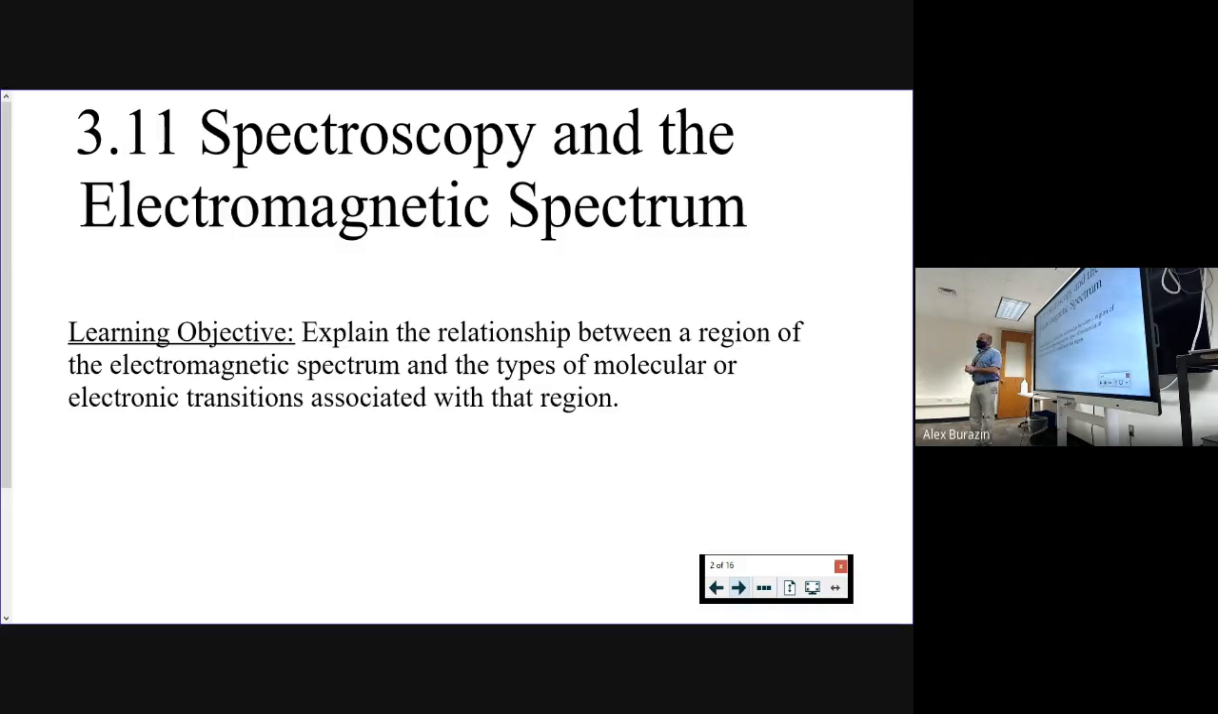Today we're going to go over 3.11. This is on spectroscopy and the electromagnetic spectrum.